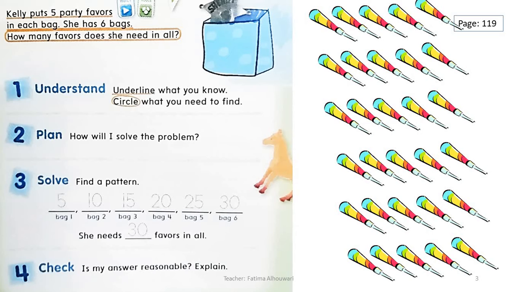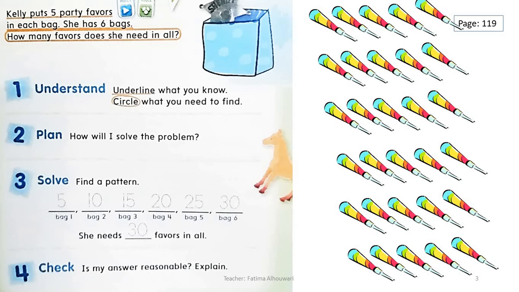Listen to this story, grade 2. Kelly puts 5 party favors in each bag. She has 6 bags. How many favors does she need in all?